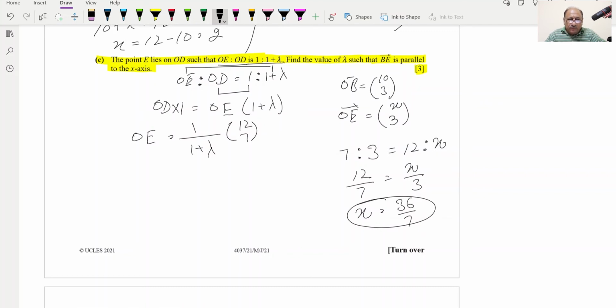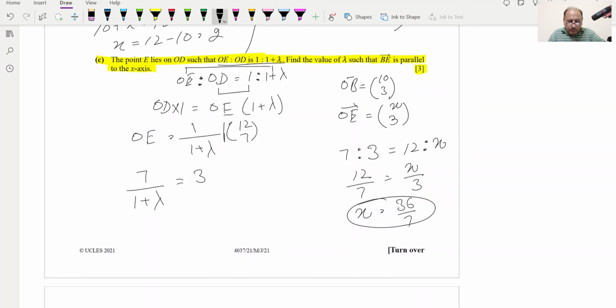So further we can write, if we multiply 1 plus x with 7 inside this one, so it will be 7 over 1 plus lambda, which will be the y value, and this will be equal to, if we compare with this, 3. So this will be equal to 3.